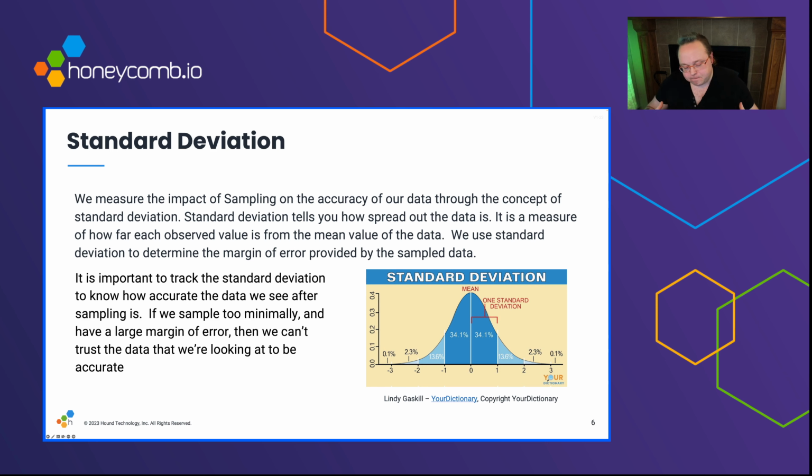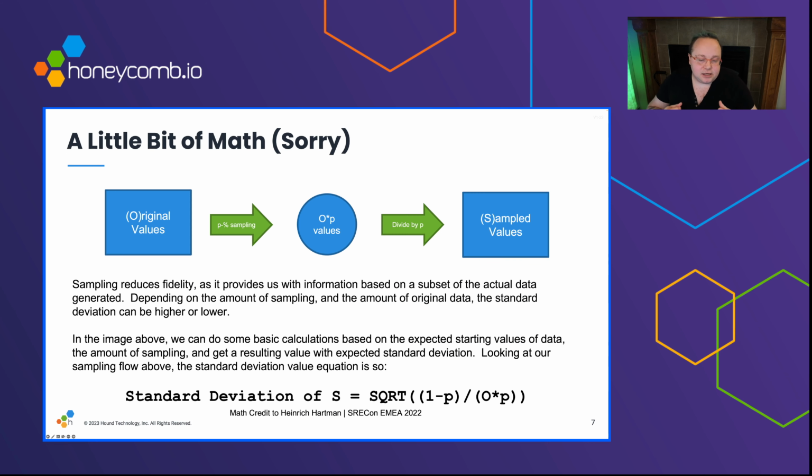basically giving us an analysis of how far we are from the mean of data that we've sampled. We can tell how accurate our picture is that we've devised after sampling the data and after accounting for having sampled the data. We have an equation that we recommend for looking at that data and seeing what that margin of error might be. This is an equation taken from a presentation given by Heinrich Hartmann at SREcon EMEA last year.